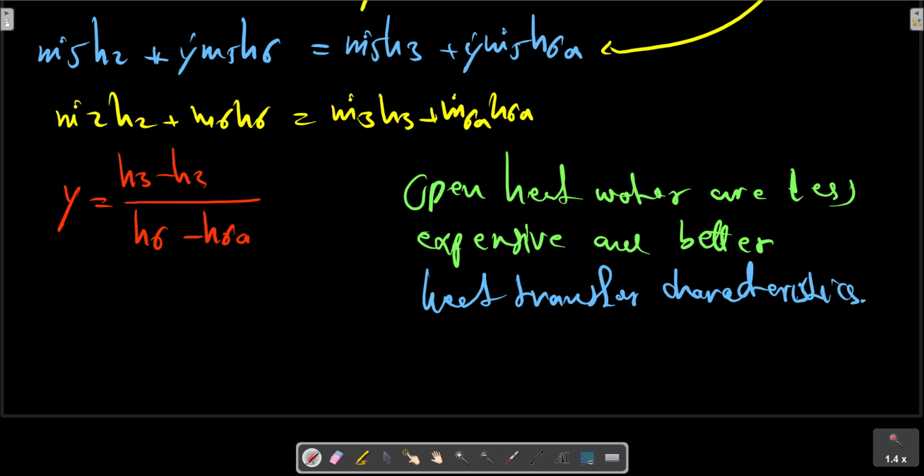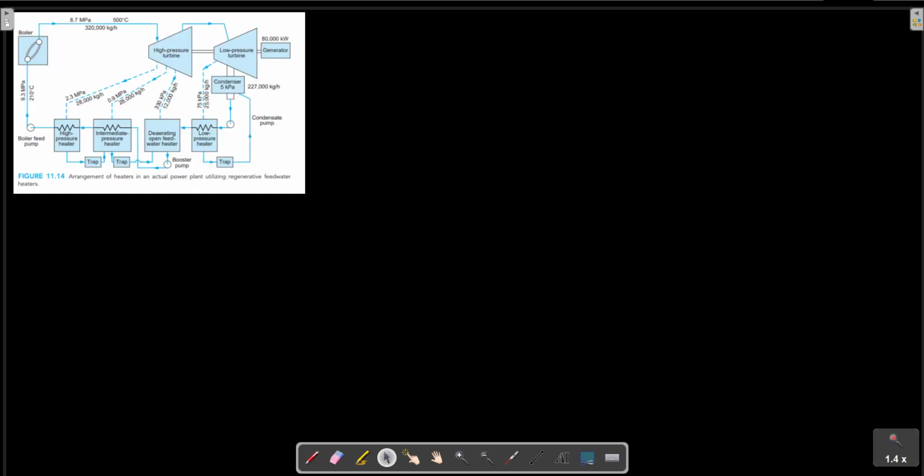A typical arrangement of the main components in an actual power plant is shown in the picture on the next page. Note that one open feed water heater is the deaerating feed water heater.